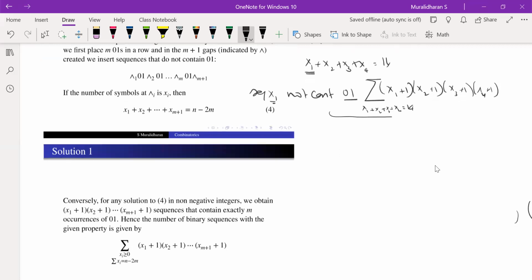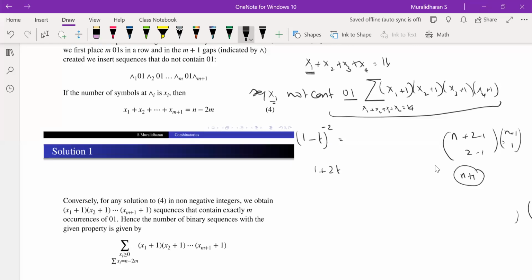So I want to evaluate this sum. The first observation is: if I expand (1 - t)^(-2), what's the coefficient of t^n in this one? The coefficient of t^n is (n + 2 - 1)C(2 - 1), which is the same as (n + 1)C1, which is the same as n + 1. So this is the same as 1 + 2t + 3t^2 + 4t^3 and so on.